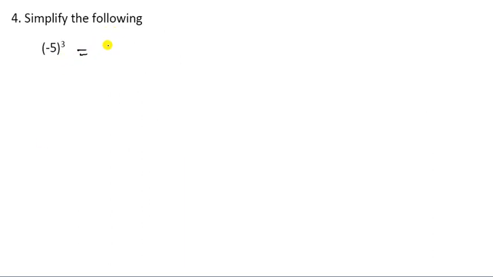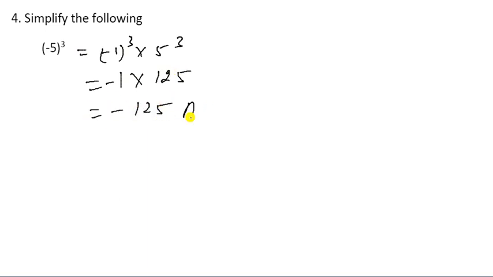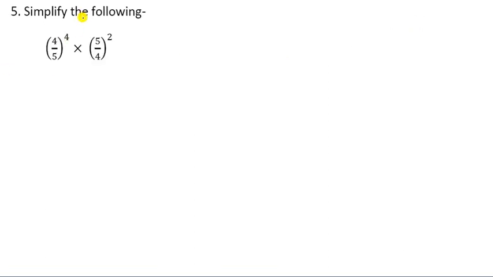Now simplify the following. You can write here minus 1 to the power cube and 5 to the power cube. So minus 1 is an odd number, so it becomes minus 1, and it is 125. So that becomes minus 125. So that one is the answer. You can write here minus 1 to the power 3 will be equal to minus 1 because it is an odd number. If it is even, then it becomes plus.